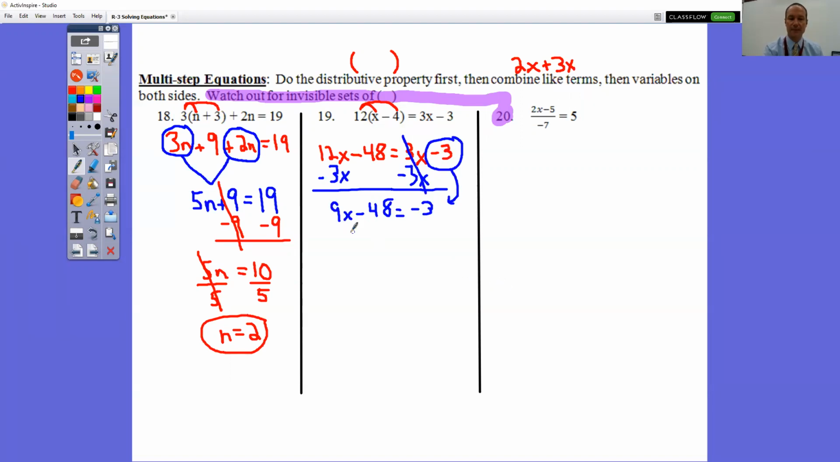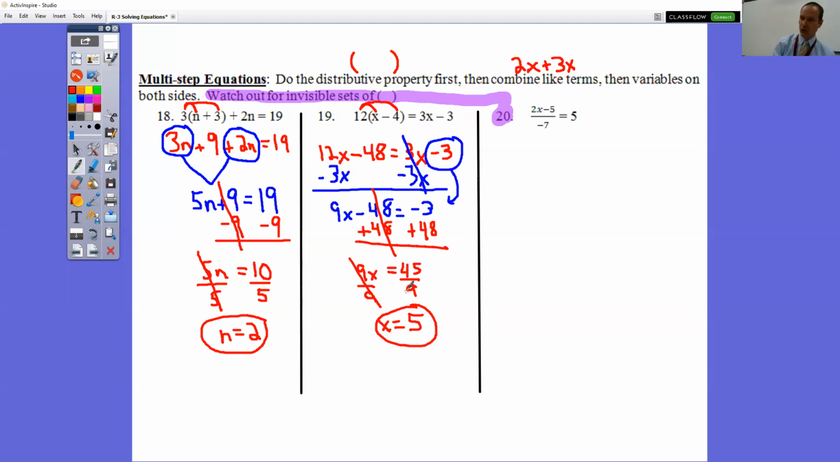So now you just have a two-step equation, just like we had in the previous problem over here. We want to try and get this 9x all by itself. So we need to get rid of that -48 by doing +48 and +48. Those 48s cancel out. Bring down your 9x, bring down your equal sign. -3 plus 48 is 45. Divide by 9, divide by 9. And we get top divided by bottom. 45 divided by 9 is 5.